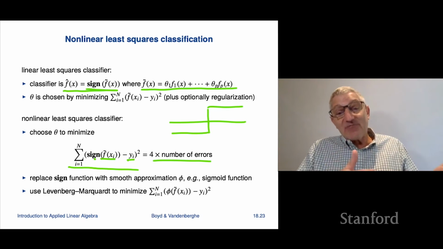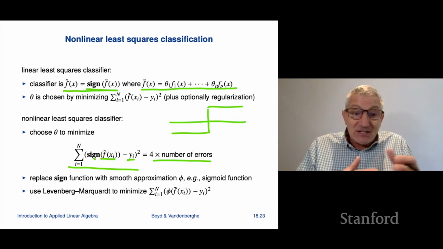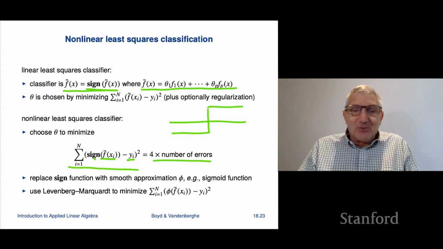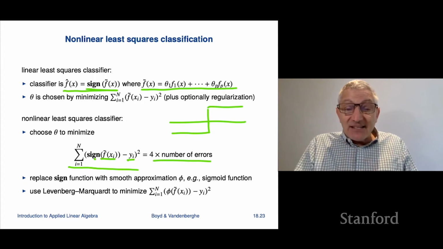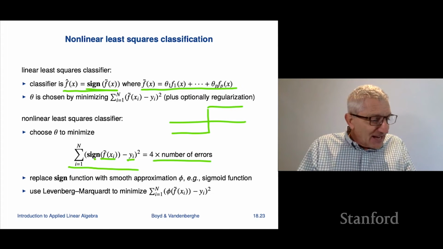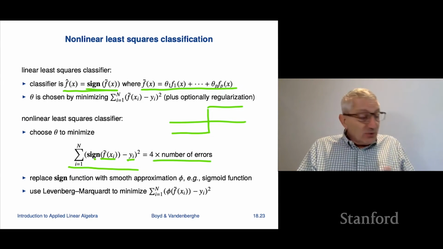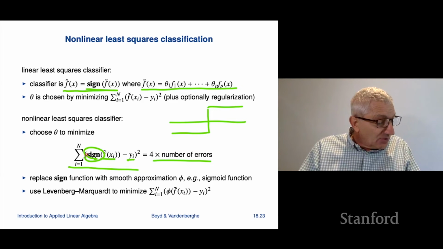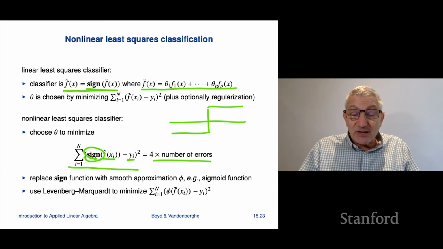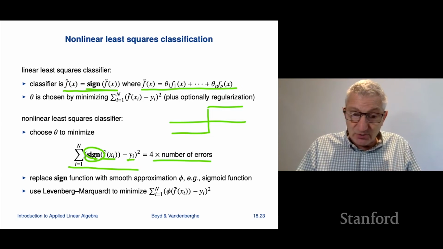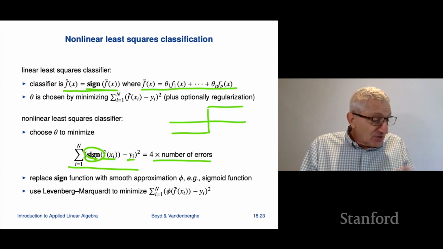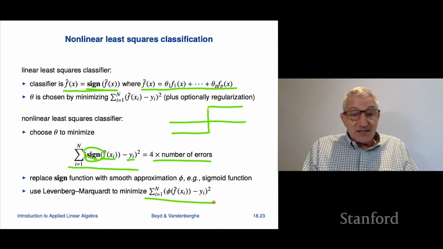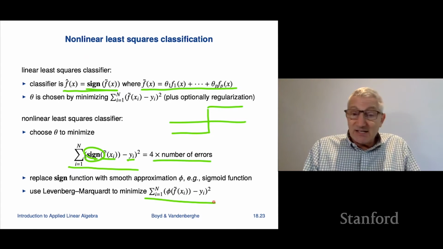Minus 0.3 means f hat should probably be -1. But 0 means, I don't know. So it's a decision. And at that confusion point, I should say, there's a big jump. It's non-differentiable. So what we do instead is simply replace sign with a differentiable approximation of it, for example, a sigmoid function, which I'll show you shortly. And then you just use Levenberg-Marquardt to minimize this. It's just fine. It's a non-linear least squares problem.